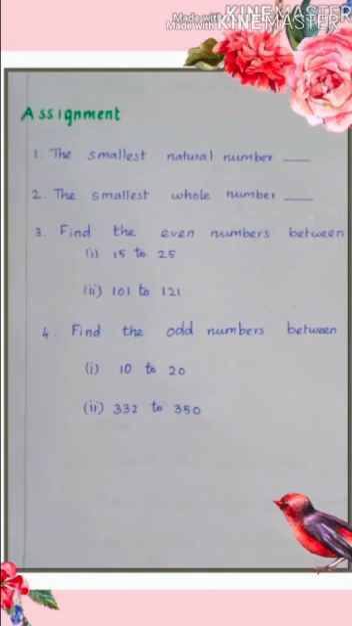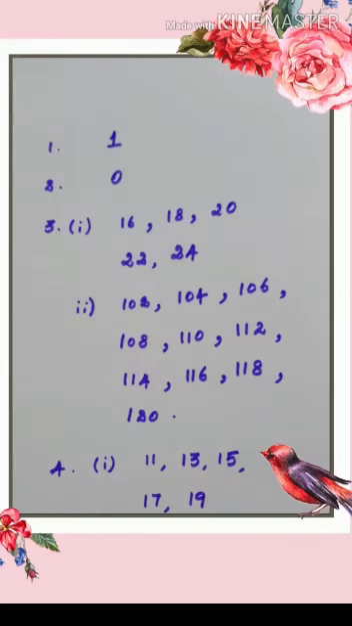Solution for the previous videos. The smallest natural number is 1. The smallest whole number is 0.